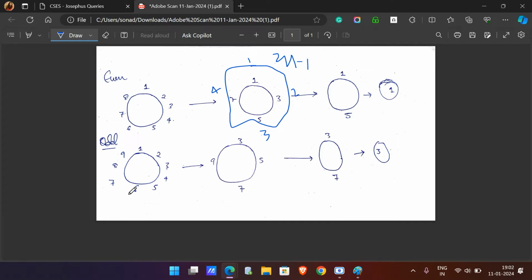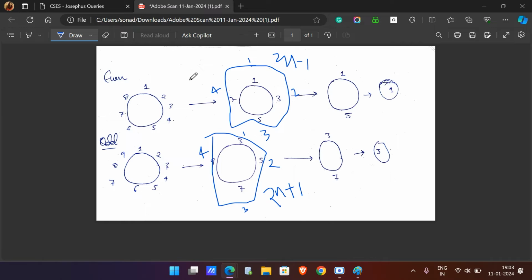If I consider the odd case, it's similar: 1, 2, 3, 4. That is basically 2n plus 1 for the odd case. Like 1 is representing 3, that is 2 into 1 plus 1. So that's for the odd case, and the other is for the even case.